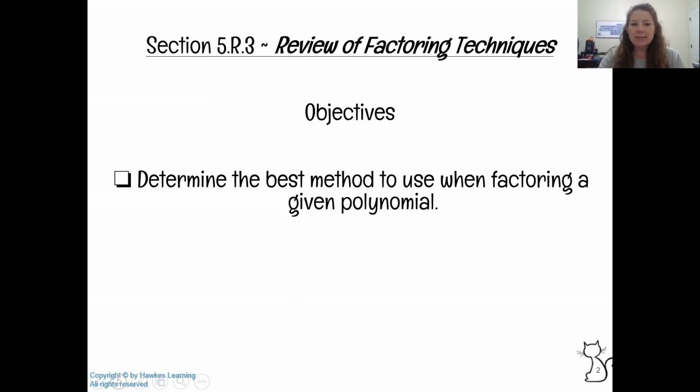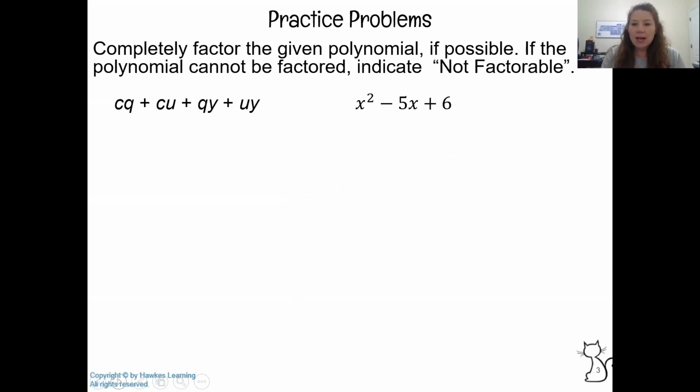So our objective tonight is to determine the best method to use when factoring a polynomial. So just a quick review on the first one. If you have 4 terms, you can group them into 2 groups of 2.